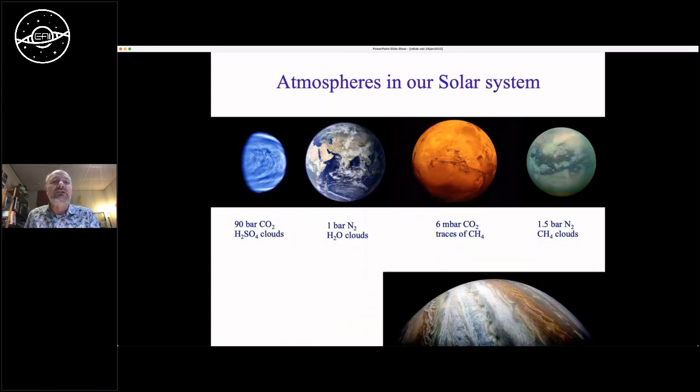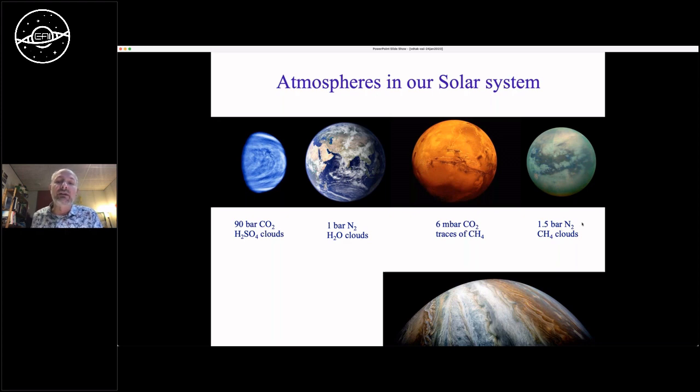Let's quickly remind ourselves what atmospheres there are around the planets in our solar system. So here at the top there are the atmospheres of Venus, Earth, Mars, and Titan, the biggest moon of Saturn. So let's begin with the Earth. The air that you and I are breathing right now is mostly made up of nitrogen at a pressure of 1 bar. And the most similar case is Titan.